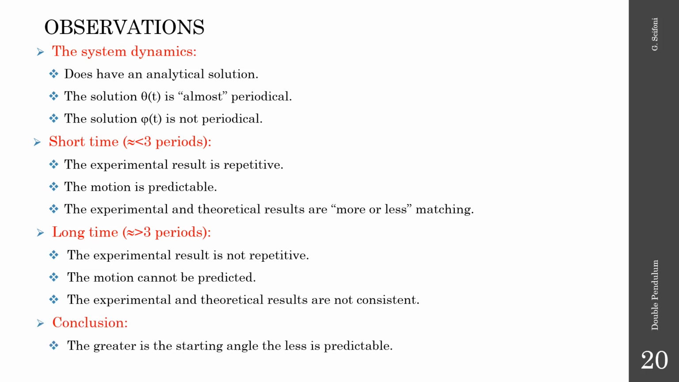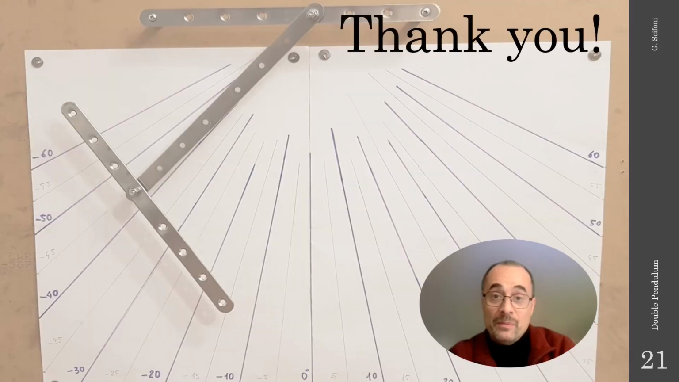As a conclusion, we can say that the greater is the starting angle, the less is predictable, and the motion evolution is chaotic. The presentation of today has shown the behavior of a mechanical system, a double pendulum, for special starting conditions, that is, with big angles. We see that the motion is predictable and repetitive only for a short while, and soon after it turns chaotic.